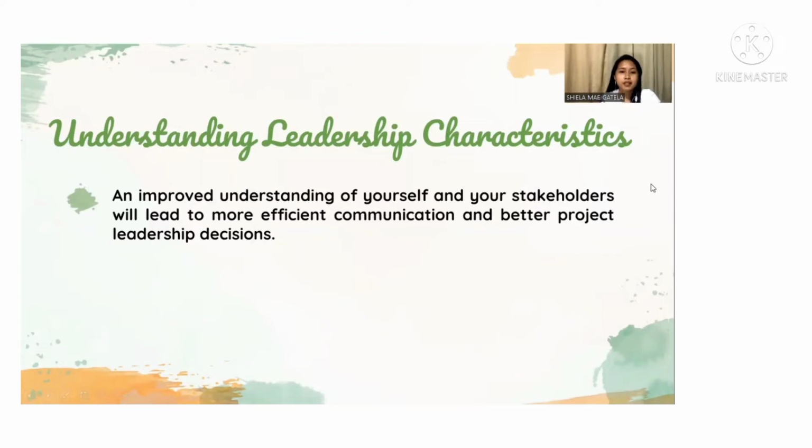Understanding leadership characteristics. So there are a lot of key characteristics of an effective leadership, and one of that is having an improved understanding of yourself and your stakeholders will lead to more efficient communication and better project leadership decisions. So understanding yourself is having the ability to be emotionally intelligent in taking the lessons learned on the journey to want to be better each day and having the desire to make those who are around you better.